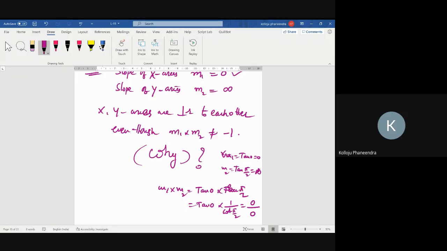Sir, take tan of pi minus pi by 2. For M2, tan of pi minus pi by 2, equal to minus tan pi by 2, sir. Then? No, sir, nothing. This is also, this minus also, minus tan pi by 2.